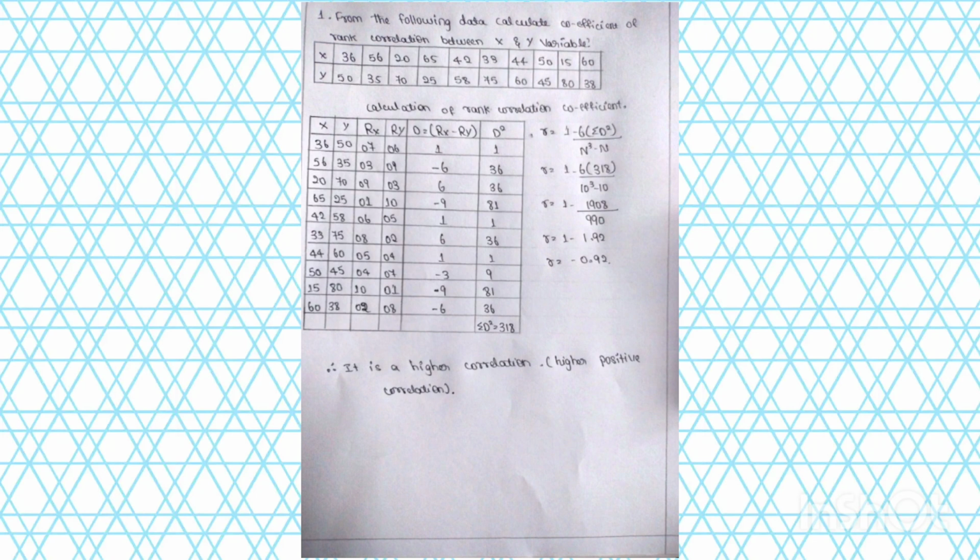This is a high negative correlation. This is how we solve different ranks. Now let's solve a problem on equal ranks. Here we can see the values have been repeated in both x and y. This is the sign of equal ranks. Now, how to solve it? First we have to write it in the vertical manner as we did for different ranks.